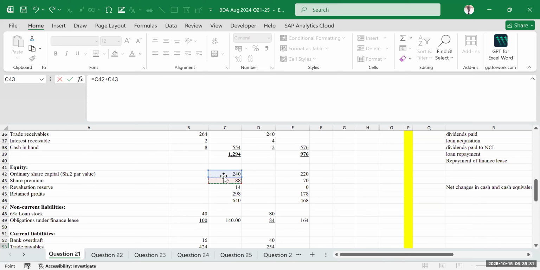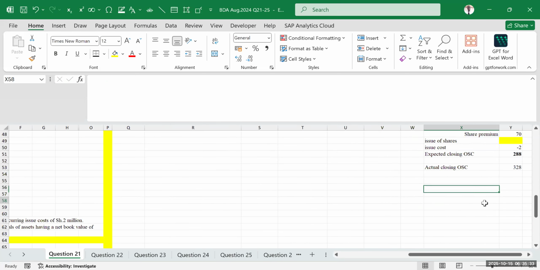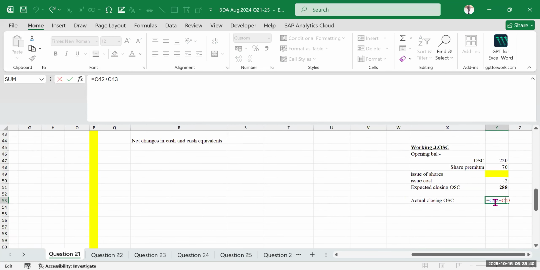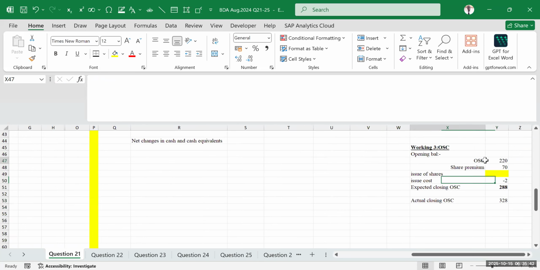And I also pick the share premium like that. I've not separated it the way I did in the first case, ordinary and share premium. I've just added the two of them. So there is no difference. In this case, I split. In this case, I've added them. So if we expected the closing to be 288, but the actual closing is 328.